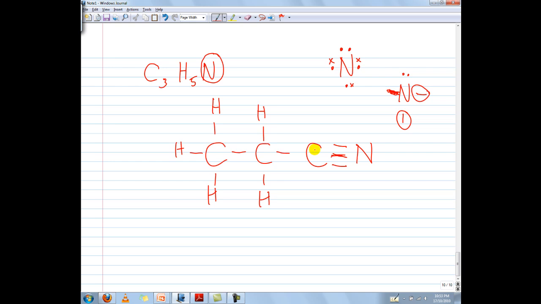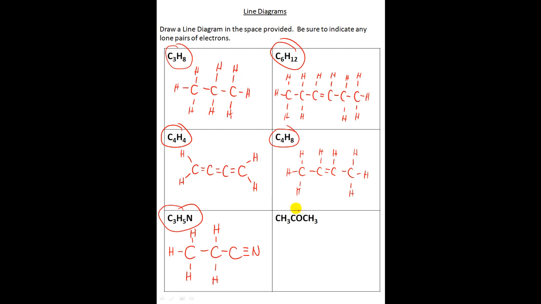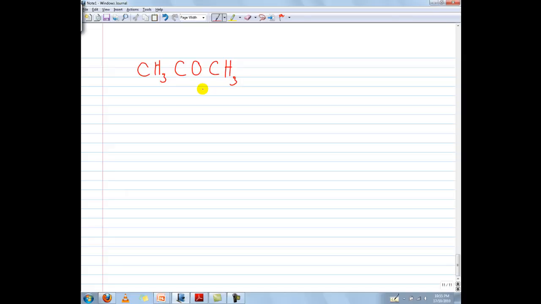Let's take a look at this carbon. Does it have 8 electrons? 2, 4, 6, 8. Fantastic. How about this nitrogen? 2, 4, 6. And let's not forget that there is a lone pair of electrons over here. So again, 2, 4, 6, 8. This nitrogen is stable. And here we have our stable molecule of C3H5N. Alright, let's move on to the next one.